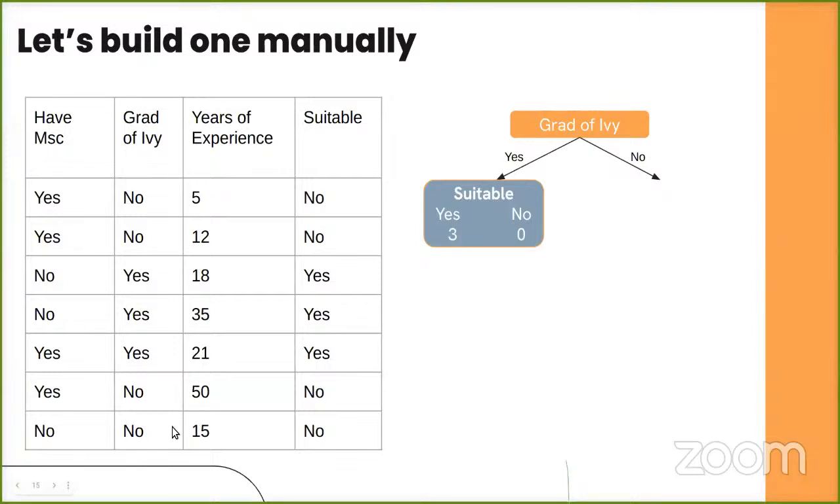Yeah. And by the time we come to the last row, this one is no, so we are not under that branch. That's why we just put 0 here. So it's like no value, for instance. So we know that we've walked through this branch. We had 3 years for suitable, but we never saw a no under this branch. That is yes. So while the grad of Ivy was yes, we never saw a suitable that was no. Perfect.